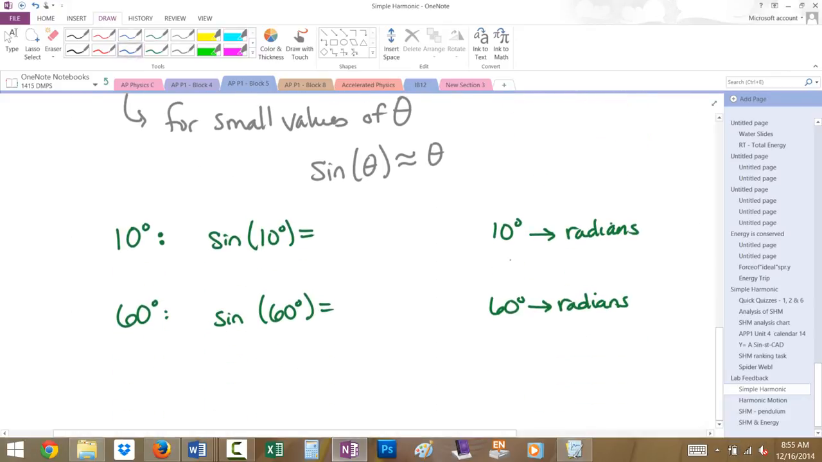If you multiply 10 degrees times pi radians divided by 180 degrees, then that gives you the conversion. Does that make sense? All right. I'm going to give you just a moment to find those 4 values.